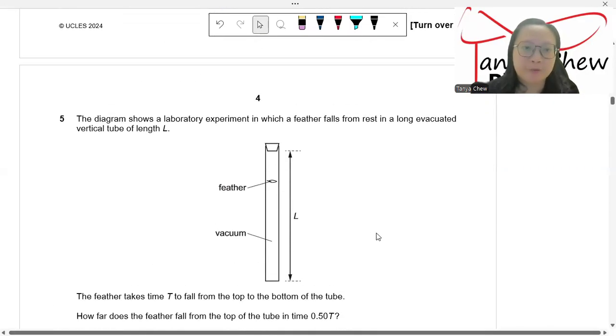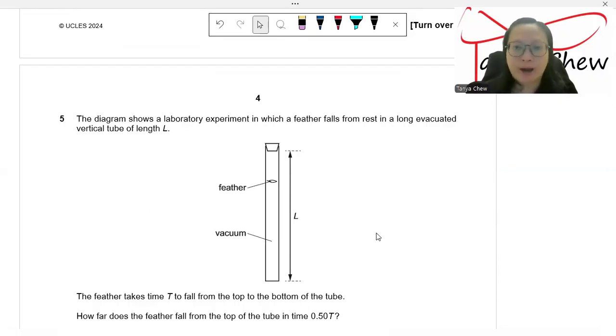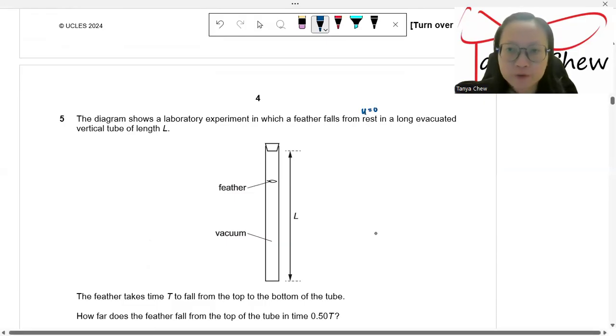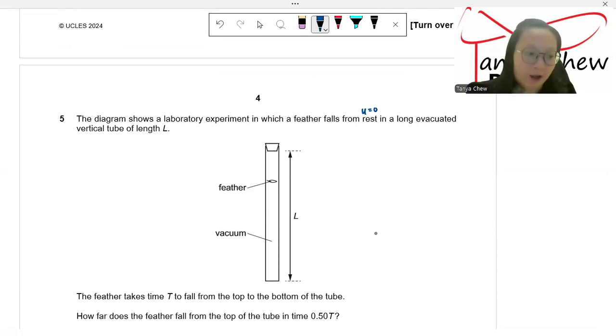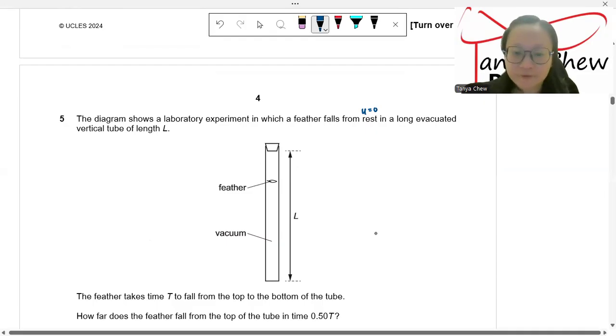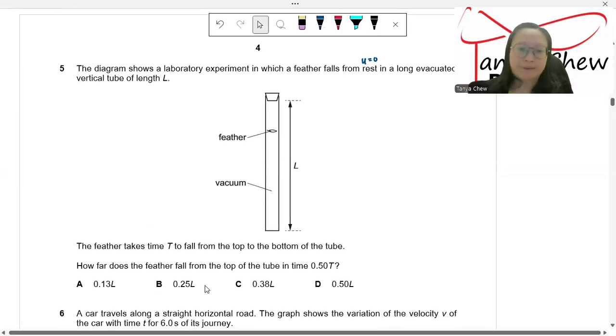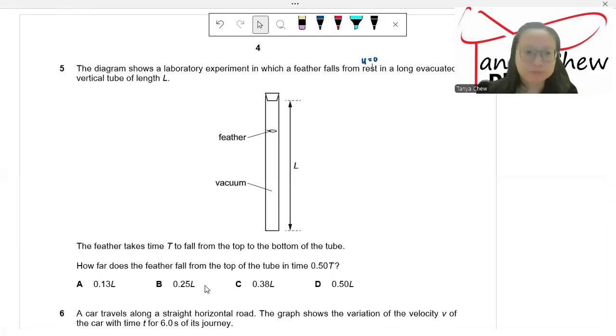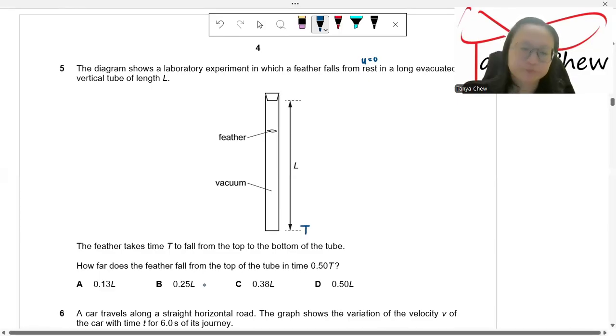Question number 5. The diagram shows a laboratory experiment in which a feather falls from rest, so u is equal to 0, in a long evacuated vertical tube of length L. Evacuated means there is no air, so there's no air resistance acting on this feather. The feather takes time t to fall from the top to the bottom of the tube. How far does the feather fall from the top of the tube in time t equal to 0.5t? The time taken to fall from top to bottom is t.